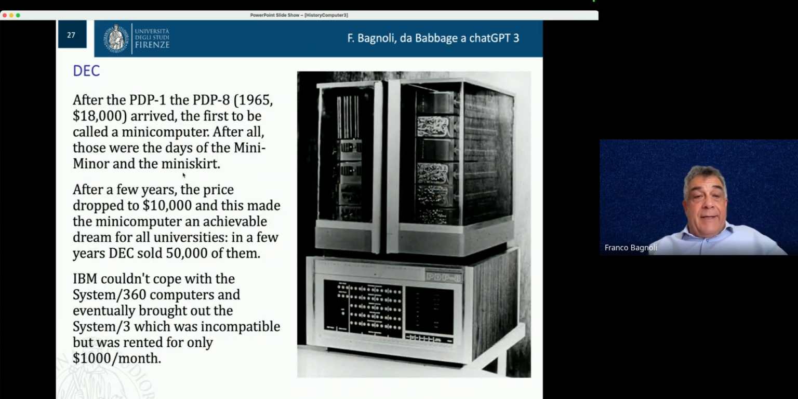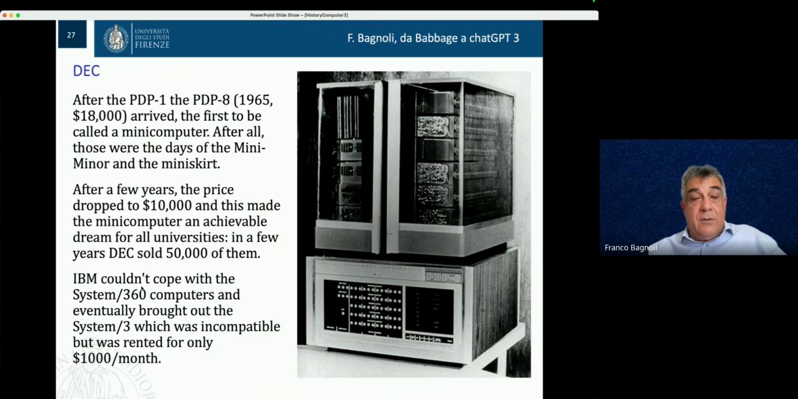And so this PDP-8, which at the end was just one cabinet, with everything inside, also including, for instance, the tape reader, was really the first home, not home, but personal, in some sense, computer. So you see that a university could afford to buy one or two of them.